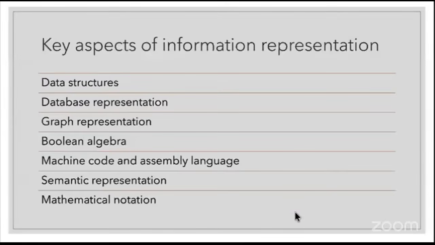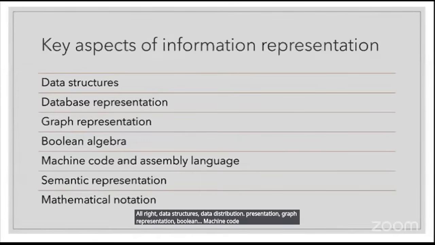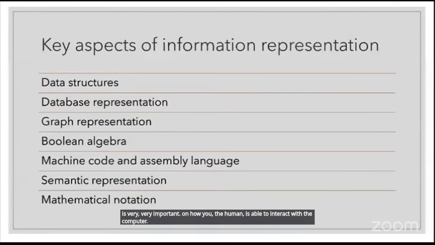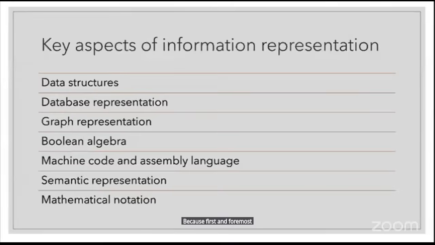All right. Data structures, database representation, graph representation, Boolean, machine code, assembly language, semantic representation, and mathematical notation. So effective information representation plays a vital role in human-computer interaction. The way information is represented in the system is very important for how you, the human, are able to interact with the computer. Because first and foremost, the two of you must speak the same language, thereby enabling efficient communication and decision making.